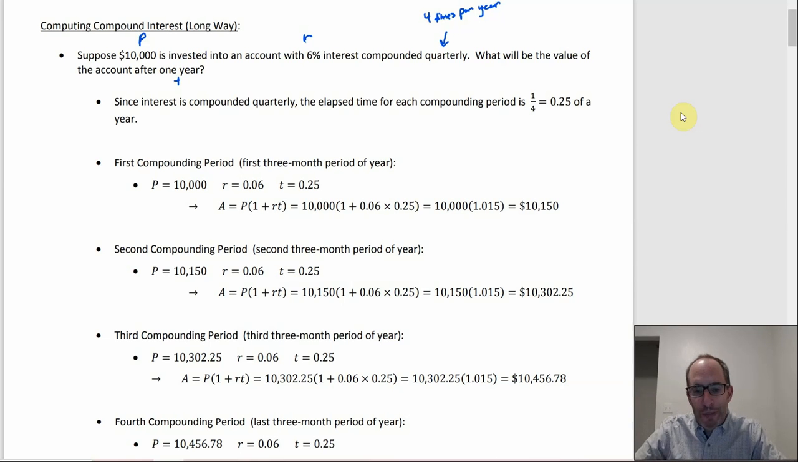So, all right, we can sub everything in, right? 10,000 for P, 0.06 for R, 0.25 for T. Simplify it down, you end up with 10,000 times 1.015, which is $10,150. Okay, fine. That one looks like it did before. Second compounding period, check this out. Right here, look at what the principal is now. It's what we ended up with at the end up here.